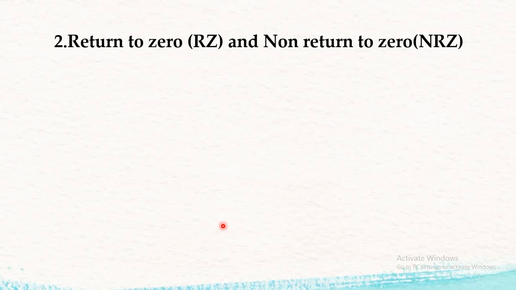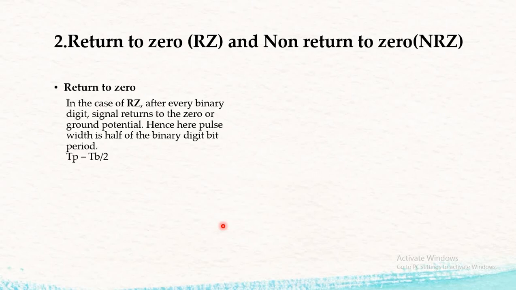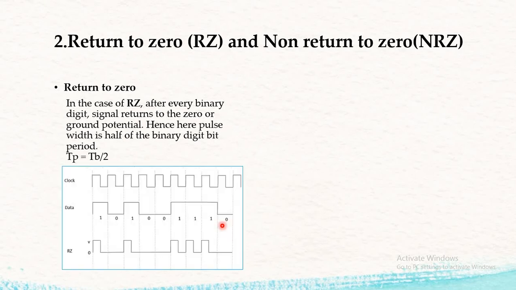Now, return to 0 and non-return to 0. Return to 0 is the case where after every binary digit, the signal returns to 0 or the ground potential. Hence the pulse width is half of the bit period, that is, TP equals TB by 2. So this is your bit. If you take the example here, this is your 1. After half the time period, it returns back to the 0 level. For half the time period it is high, and for the next half time period it is 0. So there is a transition from the higher value to the lower value in return to 0, and it is for half the period of a bit. Therefore TP is given by TB by 2.